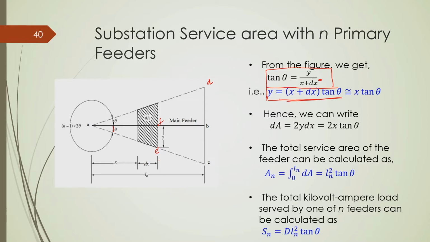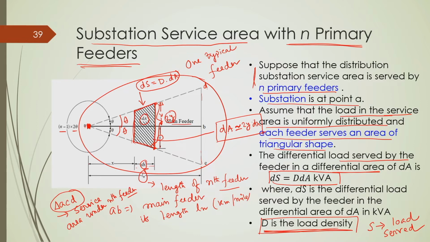Now, as I have said, this area is infinitely small, so dx is an infinitely small length, close to 0. So, approximately y can be written as x tan theta, by considering dx approximately 0. Therefore, the area of this infinitely small surface area is given as dA equals 2 y dx, which we got from the last slide.